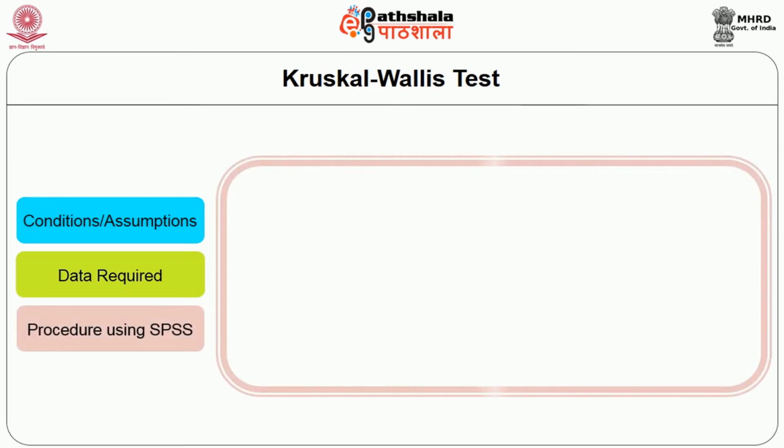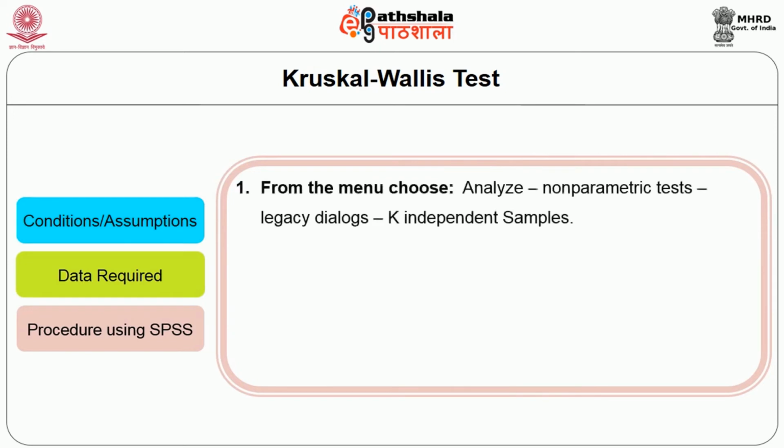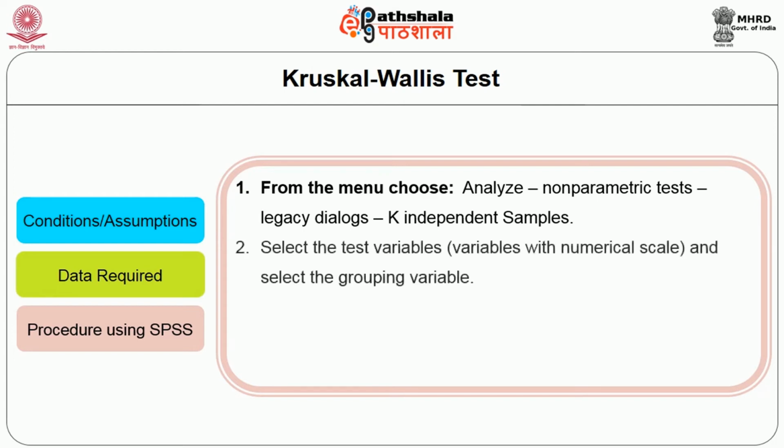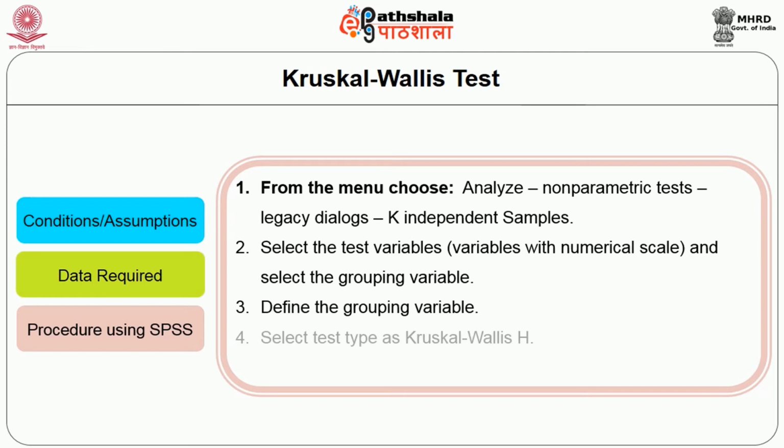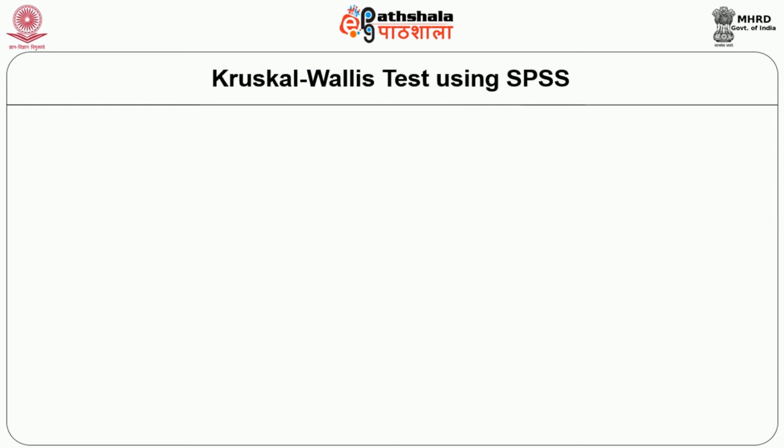The data required are ordinal scale, ratio scale, or interval scale variables can be used. Now the procedure for this test using SPSS. From the menu, choose Analyze, Non-Parametric Test, Legacy Dialogs, K Independent Samples. Select the test variable and select the grouping variable. Define the grouping variable, then select test type as Kruskal-Wallis test. Then click OK. Let us now practice the Kruskal-Wallis test using SPSS.